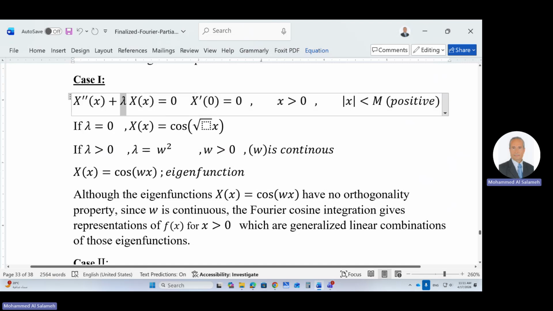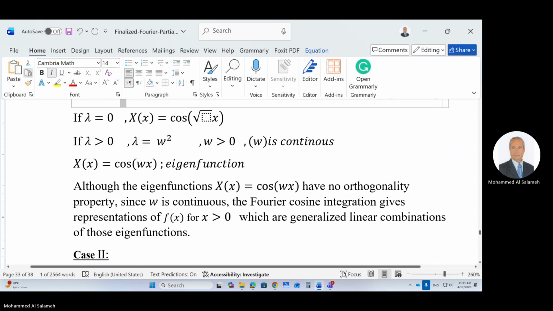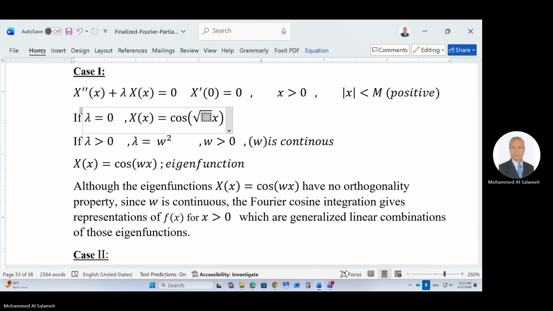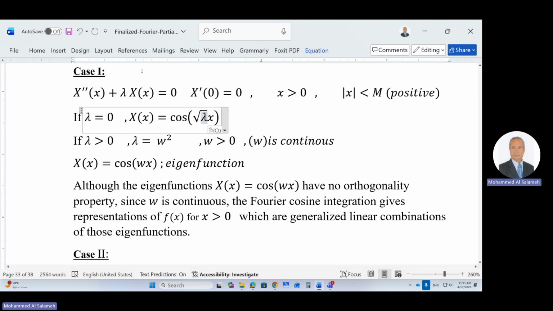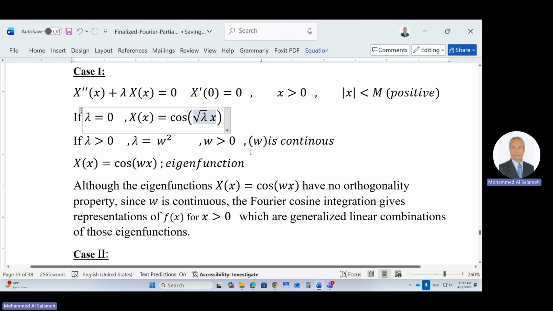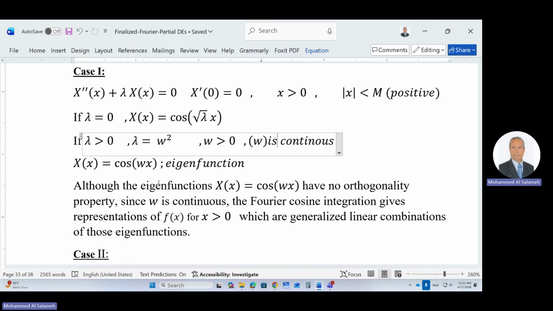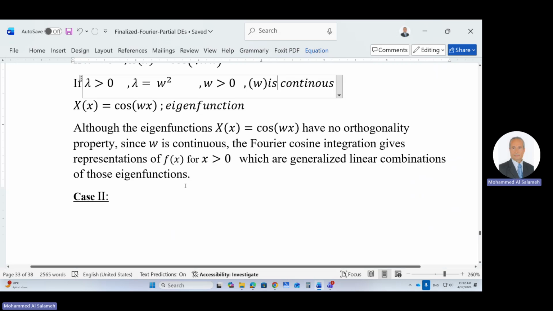And here we take the lambda. This is cosine root lambda x, and root lambda, we call it omega, so it will be cosine omega x. Although the eigenfunctions cosine omega x have no orthogonality property, since omega is continuous, the Fourier cosine integration gives the representation of f of x for x positive, which are generalized linear combinations of those eigenfunctions.